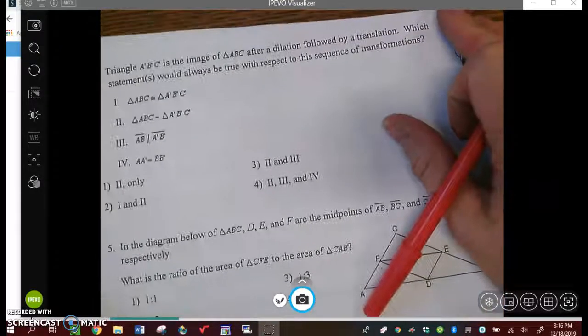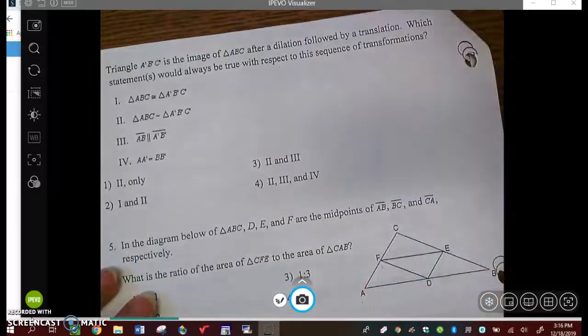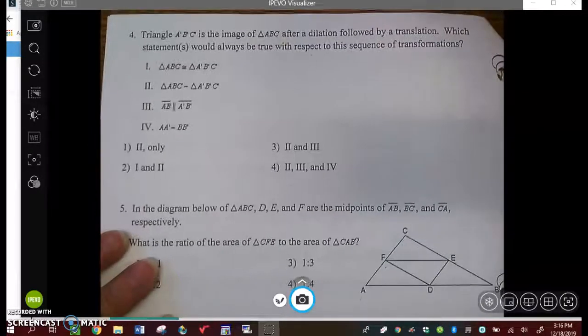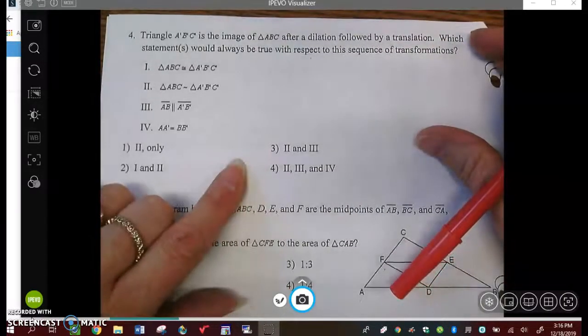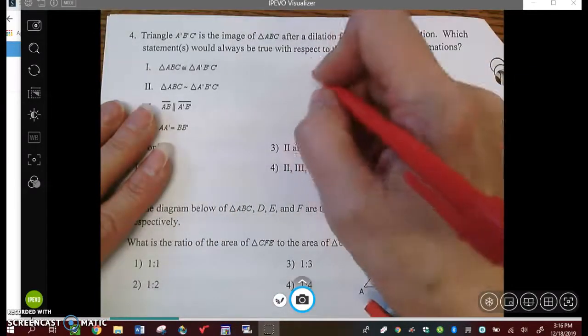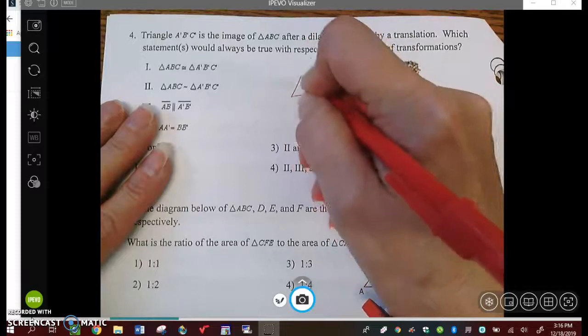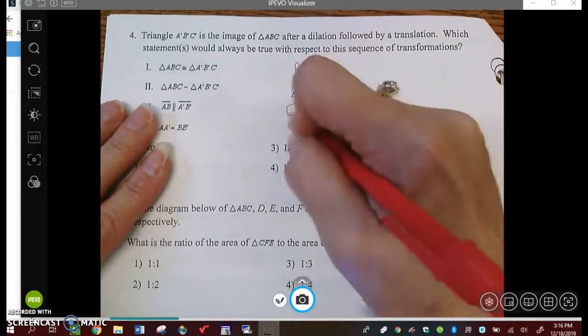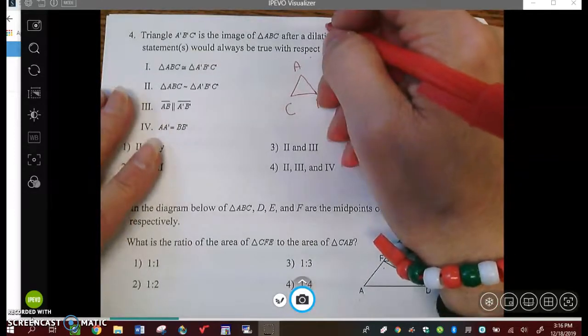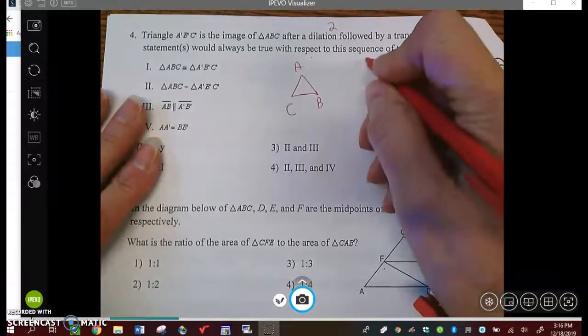Triangle A prime, B prime, C prime is the image of triangle ABC after a dilation followed by a translation. All right, we need a picture. So I'm going to just start with triangle ABC. Here's A, B, C. I am going to do a dilation. I'm going to say my scale factor is 2. So I'm going to make it bigger.